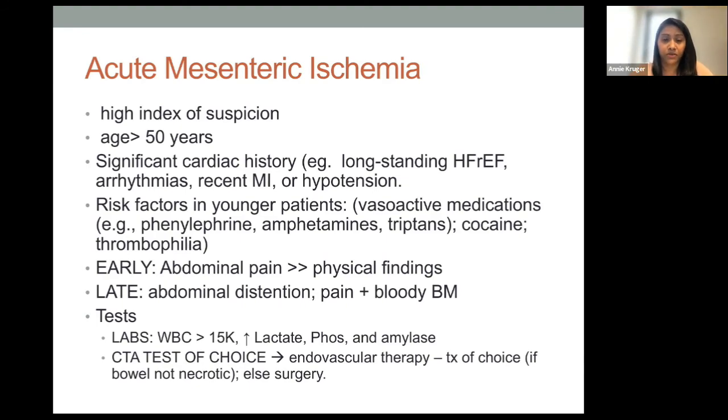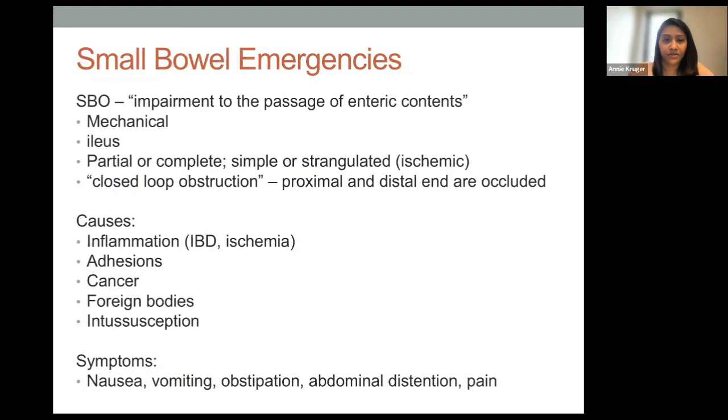That's early though. Later on, you might see more abdominal distension, a lot of bloody bowel movements because the tissue is already necrotic. So you see elevated white count, elevated lactate. You want to do a CTA. That's the test of choice, not a regular CT. And that way they can also do an endovascular therapy if it's indicated in that situation.